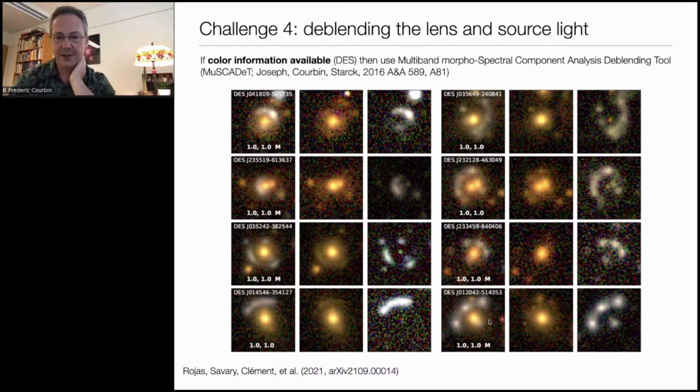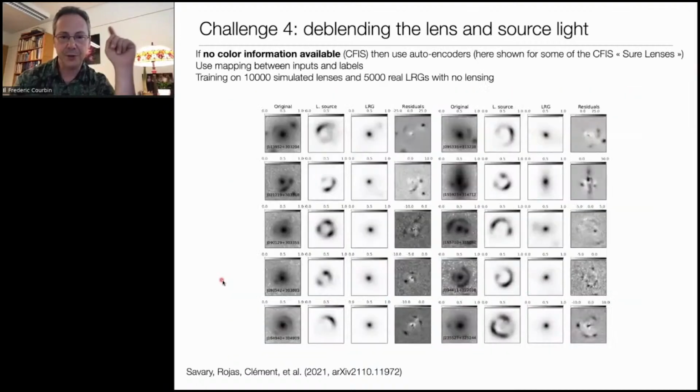And in some cases, it works almost perfectly. You even see this red thing in between the blue images that is well separated. Okay, so that's an important step for the follow-up of your lenses. It's not machine learning, but you can use machine learning to deblend objects. So for example, if you have only one single band, you can't use the tool I was showing you before. So you have a number of lenses here.